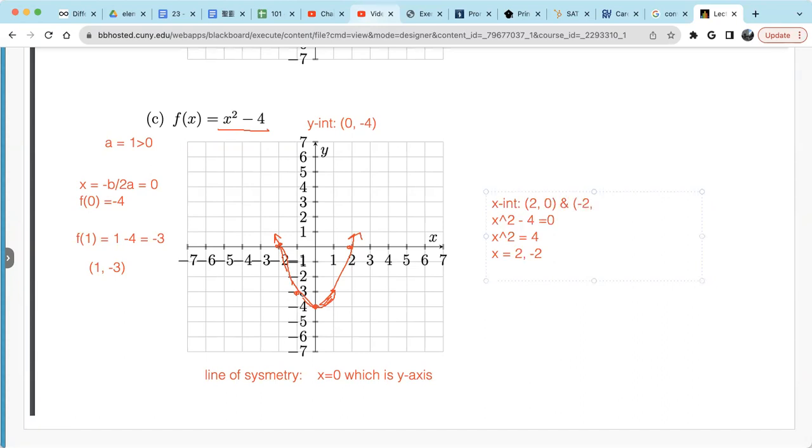So our x-intercepts are (2, 0) and (-2, 0). Right? So we graph with 5 points. That means our graph is even more precise.